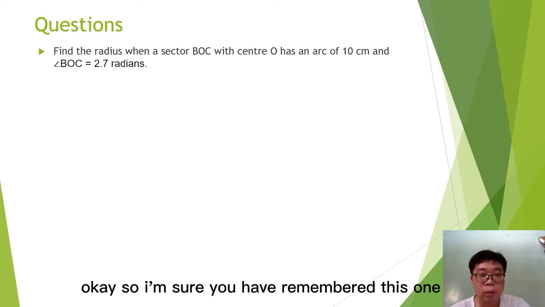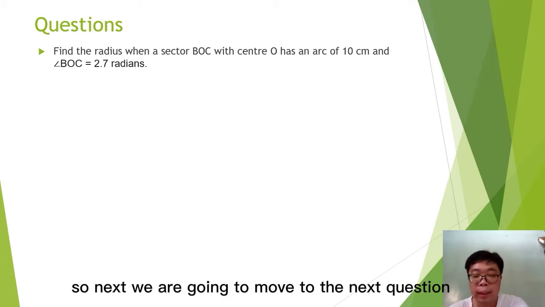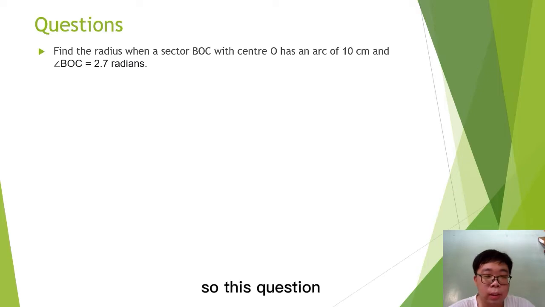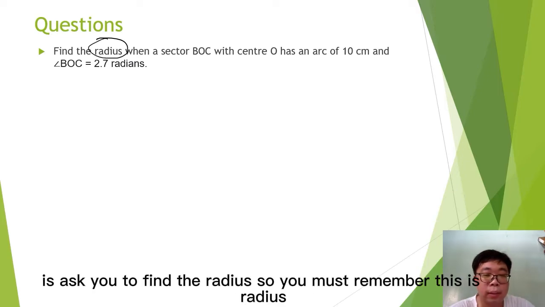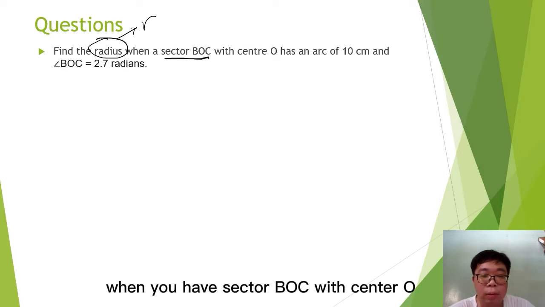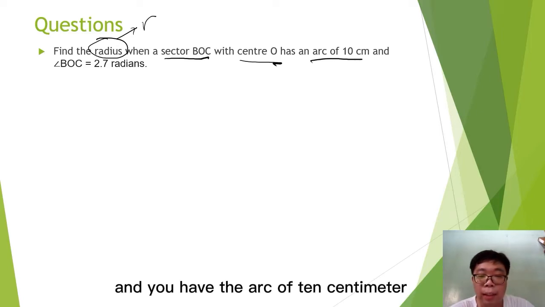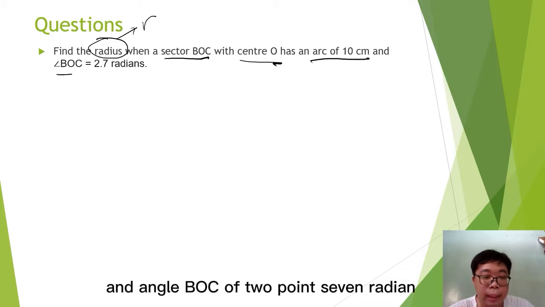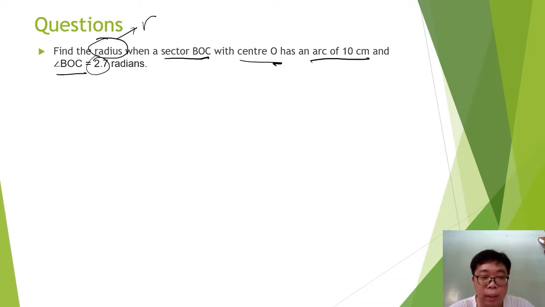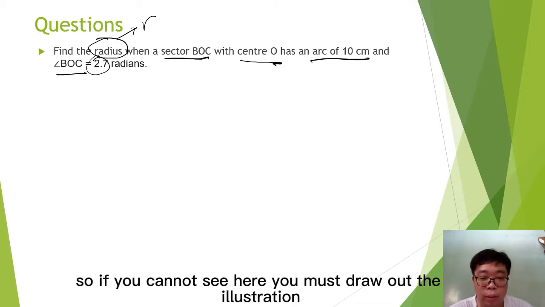Okay, so I'm sure you have remembered this one. Next we are going to move to the next question. This question asks you to find the radius. You must remember this is radius. You have sector BOC with center O, and you have the arc of 10 centimeter and the angle BOC of 2.7 radian. When you cannot see it here, you must draw out the illustration.